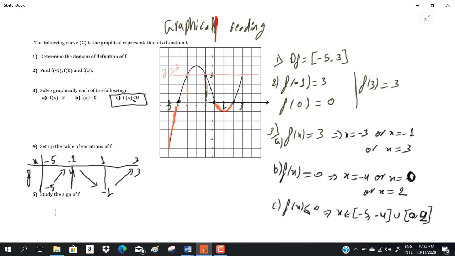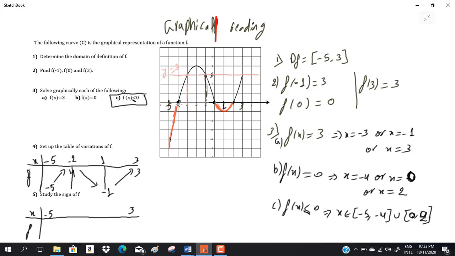Finally, study the sign of f of x. Study the sign, it means when the function is positive and when it's negative. I'm going to do it in a table. I'm going to call it sign table for f. The function is positive when the curve is above the x-axis and is negative when the curve is below the x-axis. Also, x varies from -5 till 3.